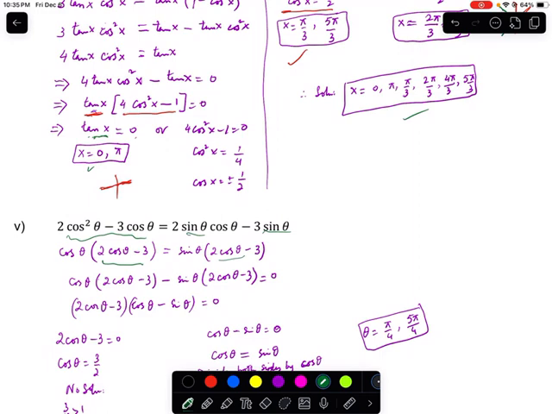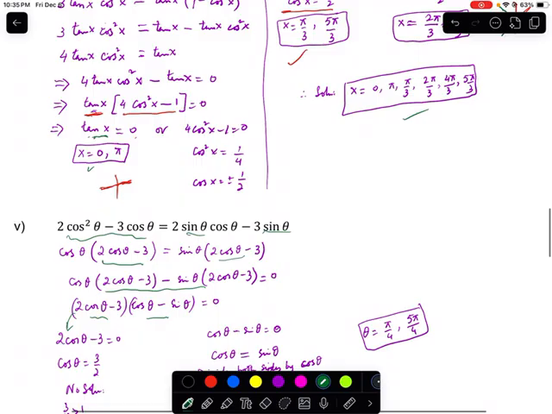Now in this case, you can factor out the 2 cosine theta minus 3, and the other factor will be cosine of theta minus sine of theta. So set each of them equal to 0. When we set the first one equal to 0, we end up getting cosine of theta is 3 over 2, which means there is no solution. Why? Because 3 over 2 is bigger than 1.